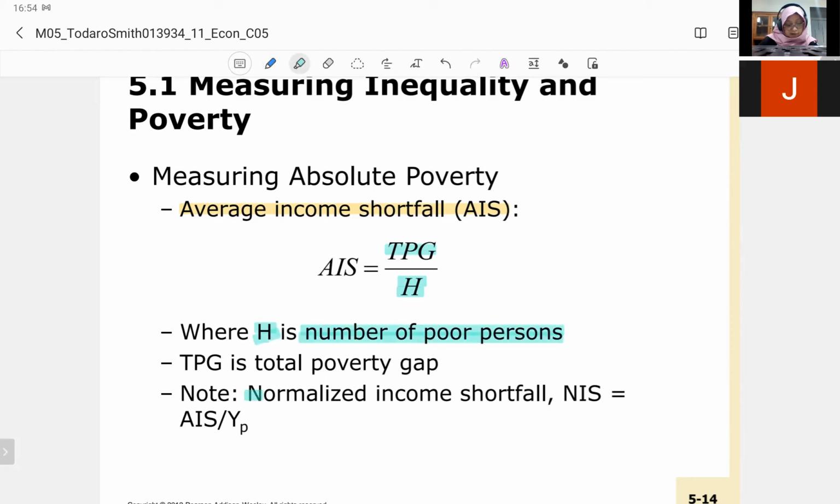And then you will have a normalized income shortfall, or NIS here, equal to AIS, or average income shortfall, divided by YP, or the poverty line. Okay.